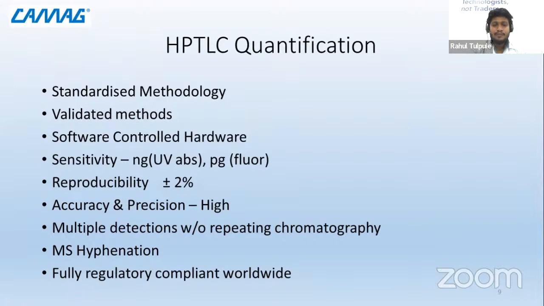Then we can reach a sensitivity of nanograms or picograms: nanograms in UV absorbance and picograms in fluorescence. Then we have a reproducibility rate of plus or minus 2%. Then we have accuracy and precision, then multiple detection without repeating chromatography, then MS hyphenation, and then fully regulated and compliant worldwide. So using all those steps, we can do a quantification of your analyte if it is present in the sample.